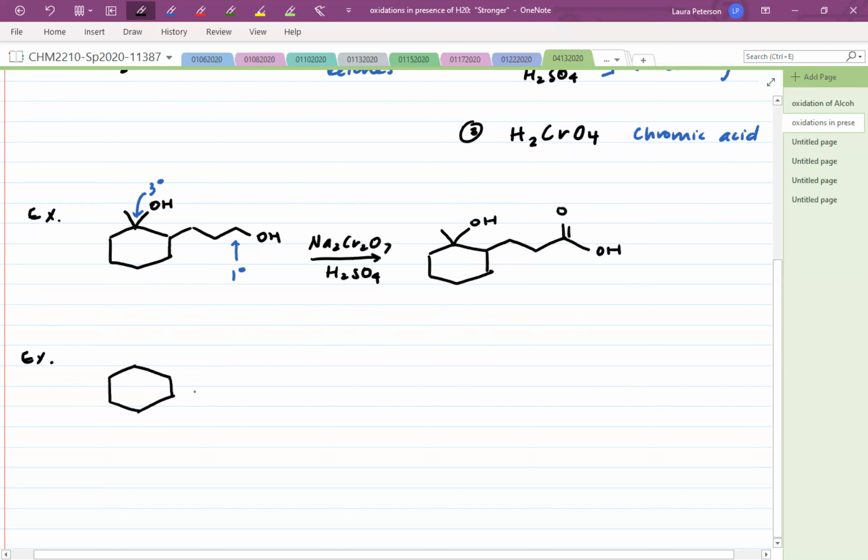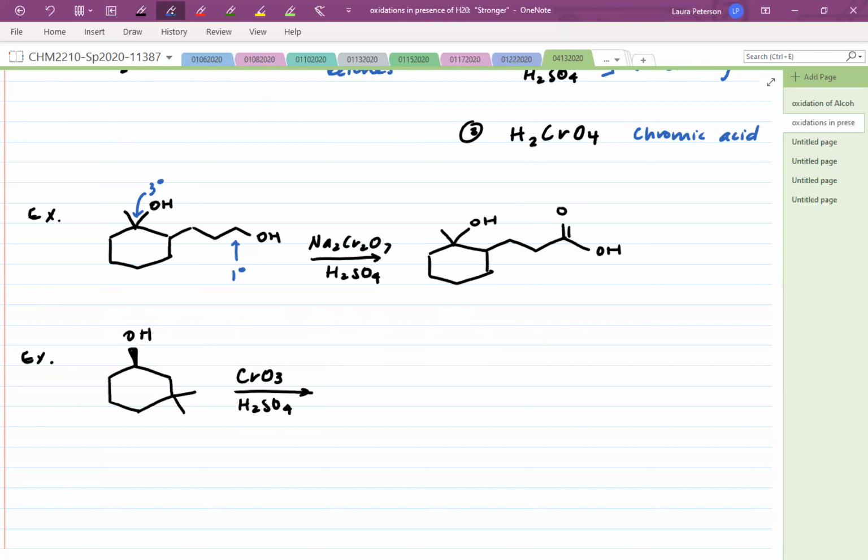Okay, and then in our last example, let's look at this alcohol. And in this case, let's go ahead and use Jones's reagent. Sometimes that's written out just as Jones, sometimes it's shown with the reagents that make up what is called Jones's reagent. Okay, so what kind of alcohol are we oxidizing here? So hopefully you thought about that as a secondary alcohol.